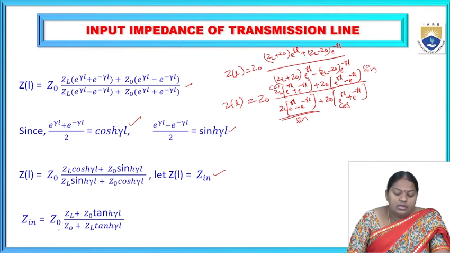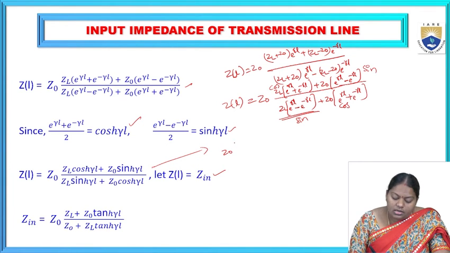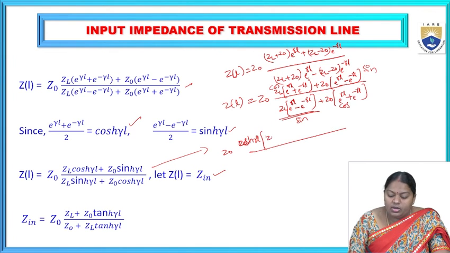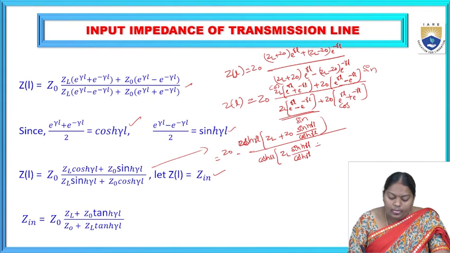So Zin is equal to Z naught into ZL. Consider this as the relation. From this, if we take cosh gamma L as common in the numerator, then it becomes ZL plus Z naught into sinh gamma L by cosh gamma L in the denominator. Again, if we take cosh gamma L as common in the denominator also, then ZL into sinh gamma L by cosh gamma L plus Z naught is common, right?